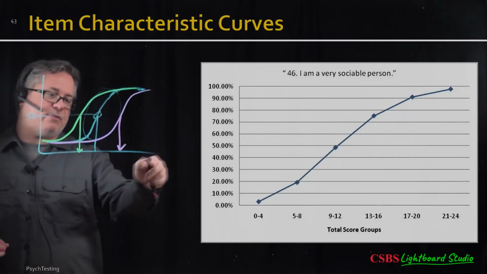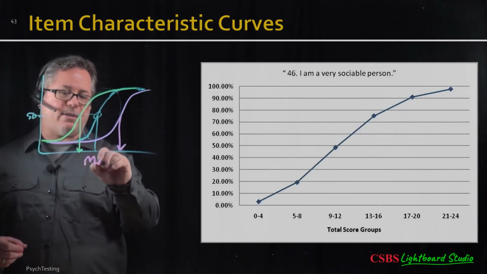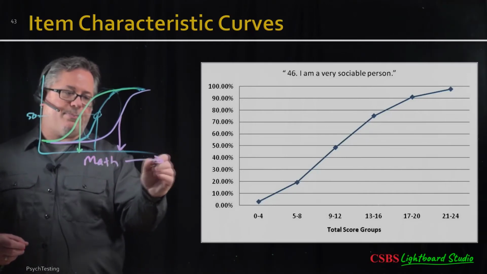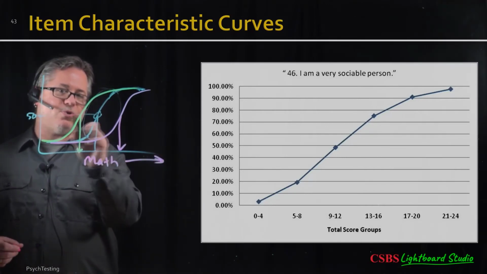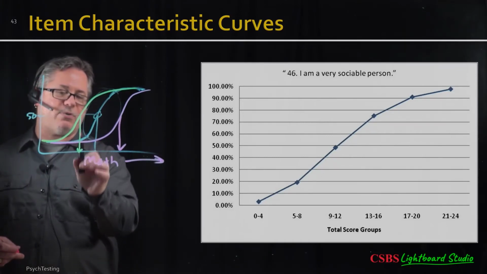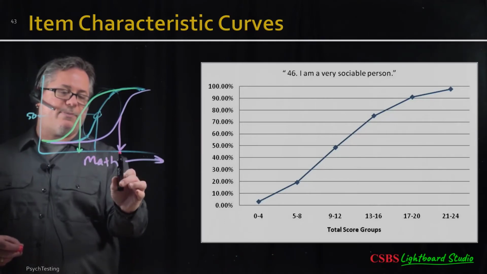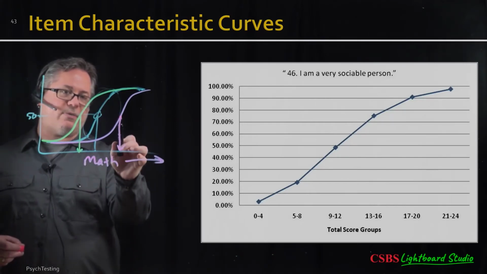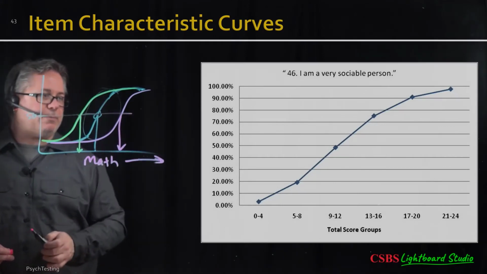So again, think about this as math ability. This is math here, right? In order to answer this question correct, I can do so with less math ability. I don't have to have as much math ability to get this question correct because it's easier. For the pink one, I have to have a lot more math ability to have the same probability of answering it correct. So that makes it a much more difficult item.